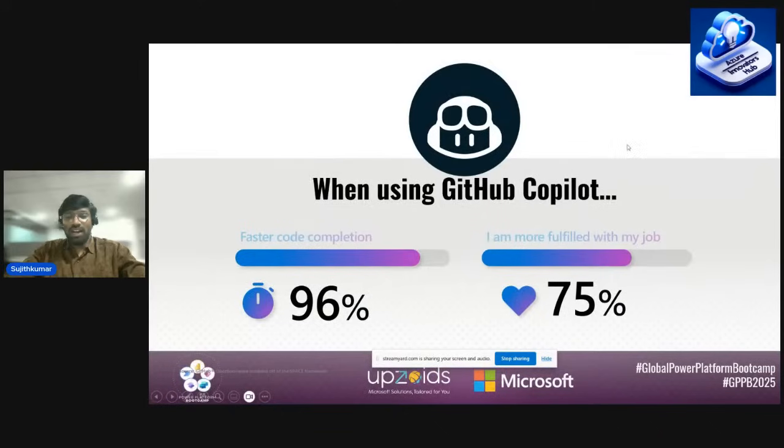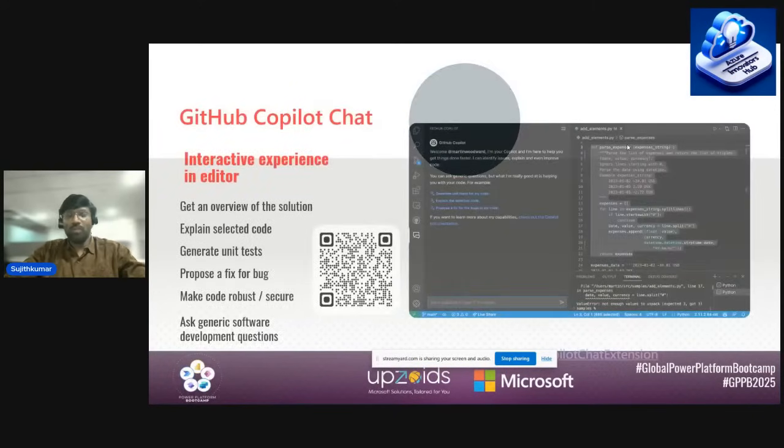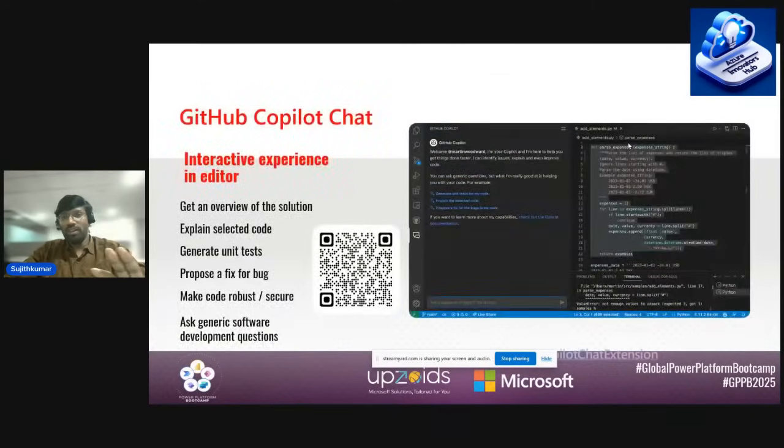So this is, at a high level, how GitHub Copilot is integrated with the IDE. You can utilize GitHub Copilot to get an overview of the entire solution, or for a selected piece of code, one specific class or one specific function. If I want an explanation about that, I can get it.